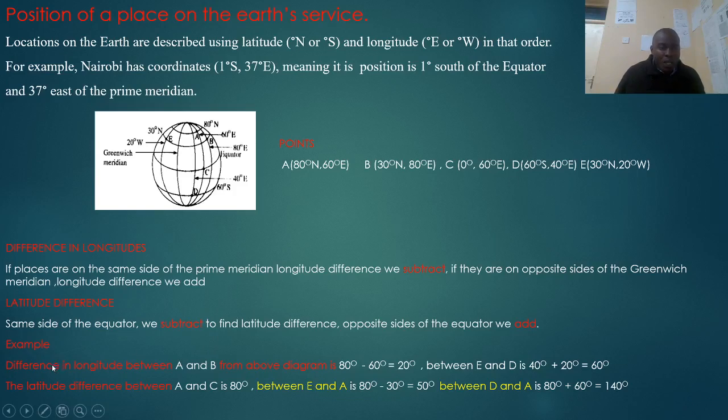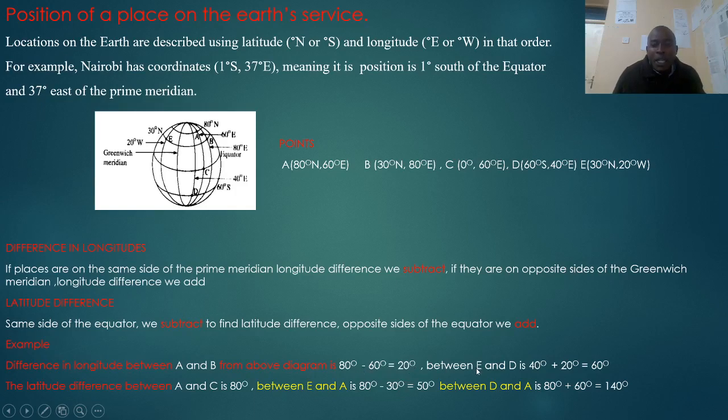An example: the difference in longitude between A and B. Specifically, we are talking about the longitude difference. This is our longitude and this is our longitude. This is towards the east and this is also towards the east. Because they are on the same side, we subtract. So the longitude difference will be 80 minus 60, which is 20 degrees.